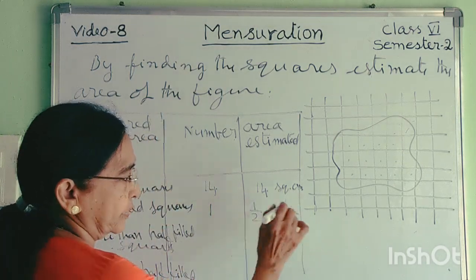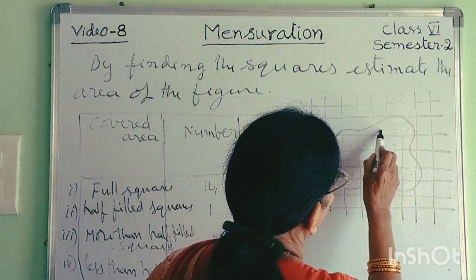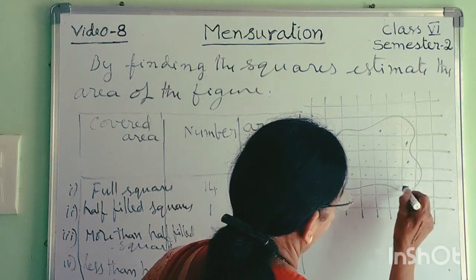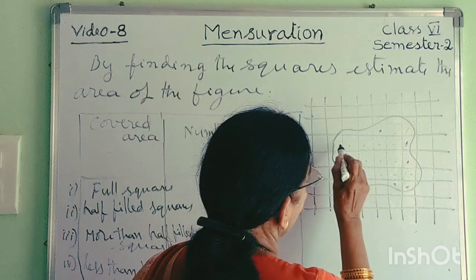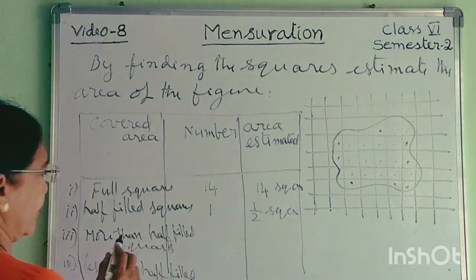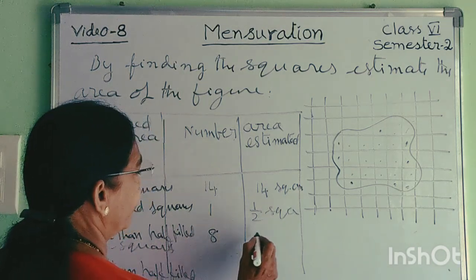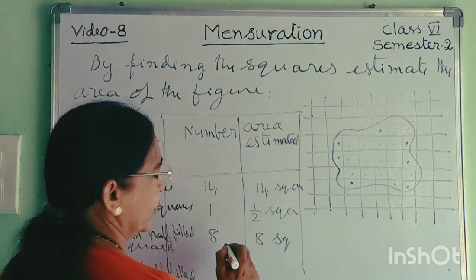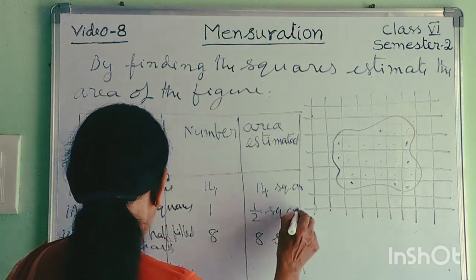Next, more than half. 1 more than half, 2, 3, 4, 5, 6, 7, 8. 8 more than half squares were there. Therefore, more than half is taken as 1. So 8 more than half squares is equal to 8 square centimeters.